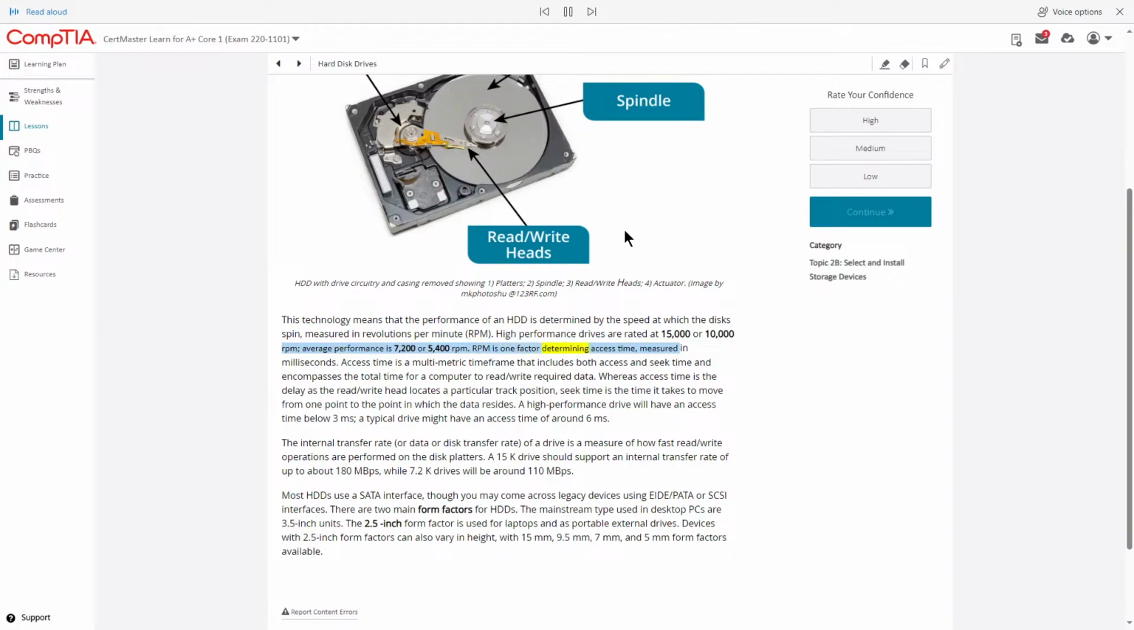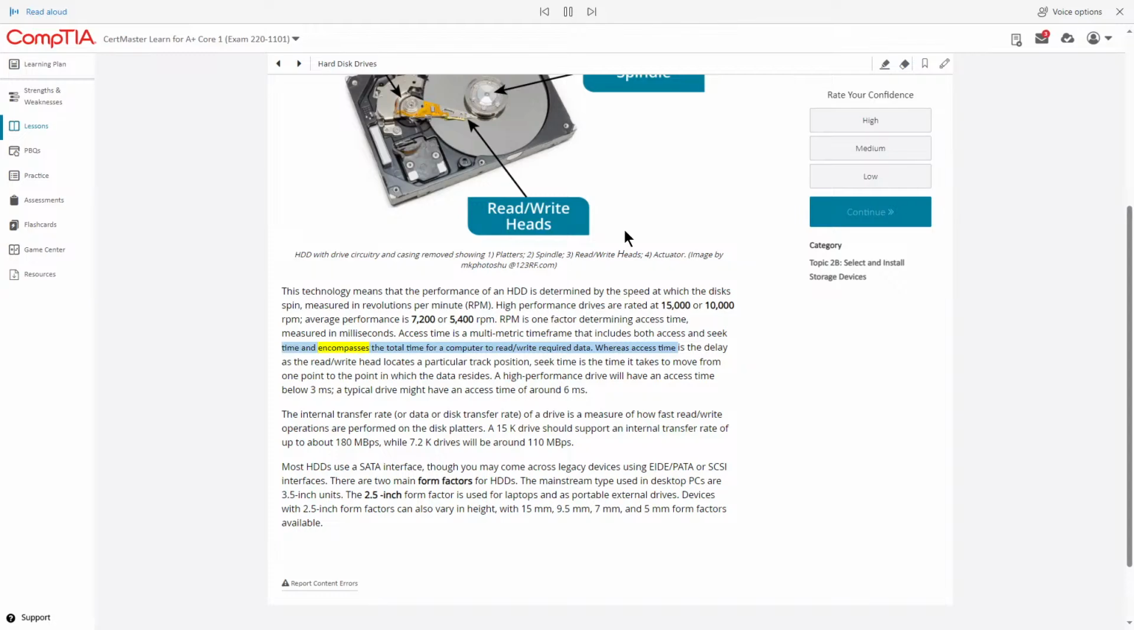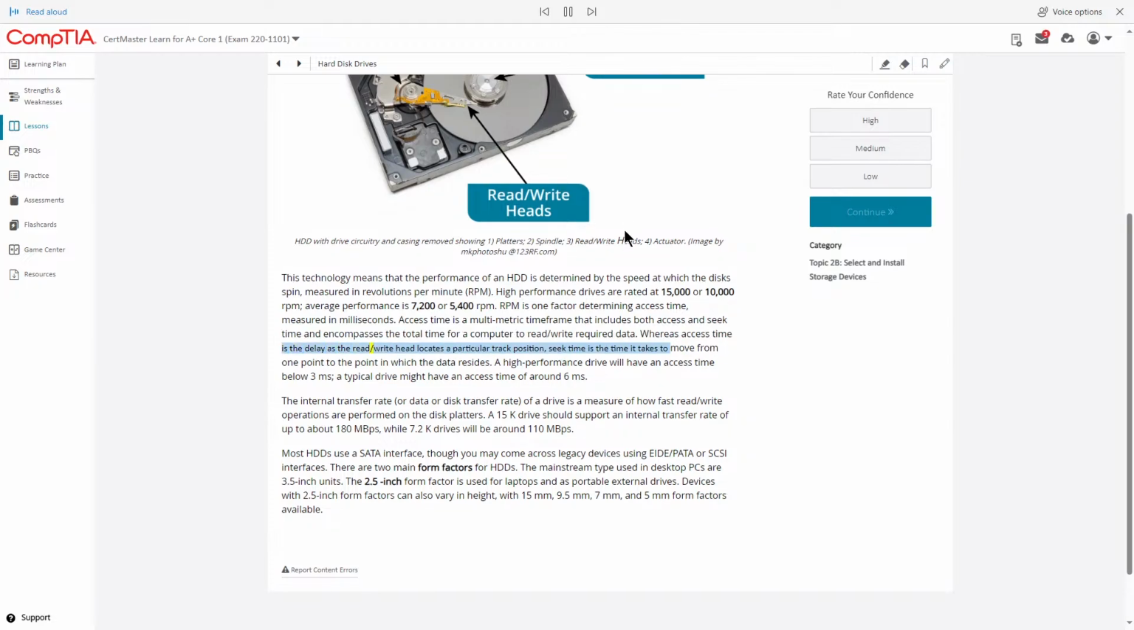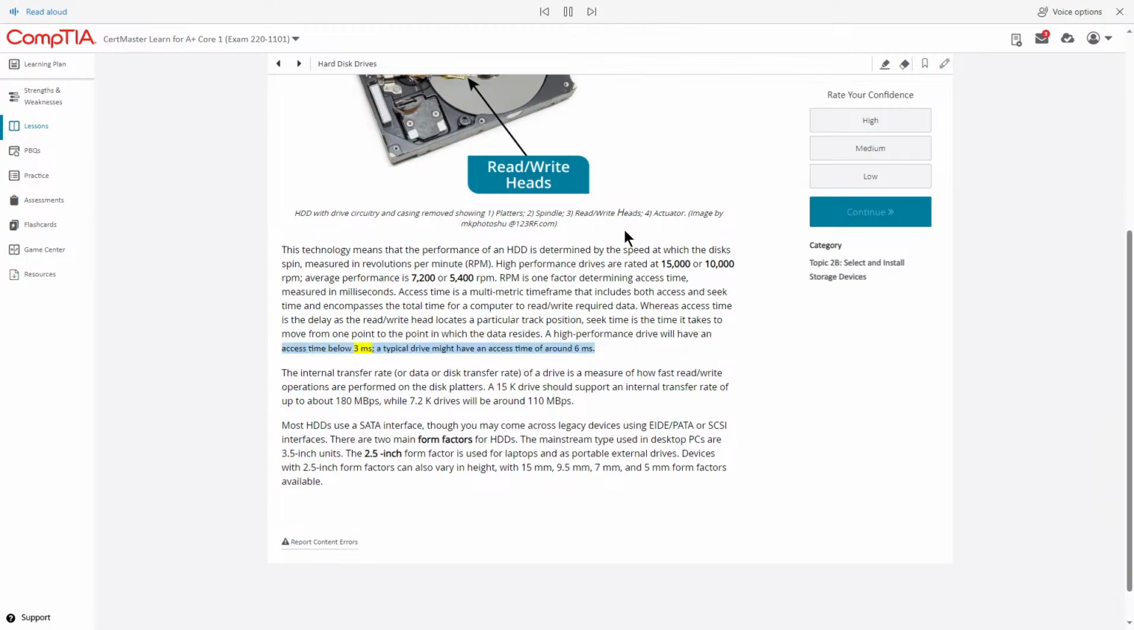RPM is one factor determining access time, measured in milliseconds. Access time is a multimetric timeframe that includes both access and seek time and encompasses the total time for a computer to read/write required data. Whereas access time is the delay as the read/write head locates a particular track position, seek time is the time it takes to move from one point to the point in which the data resides. A high-performance drive will have an access time below 3 milliseconds. A typical drive might have an access time of around 6 milliseconds.